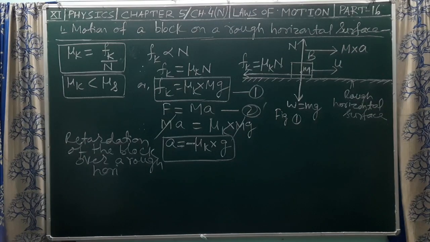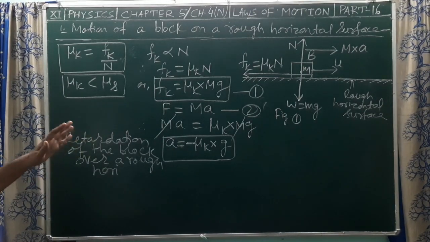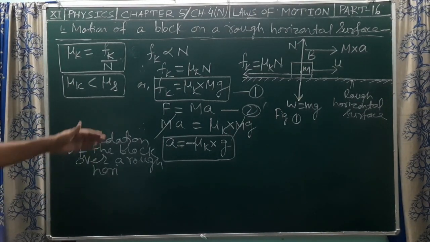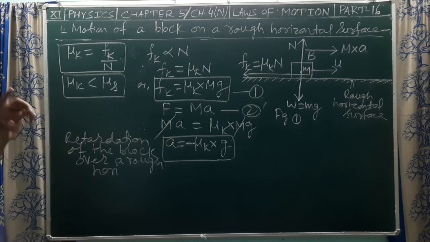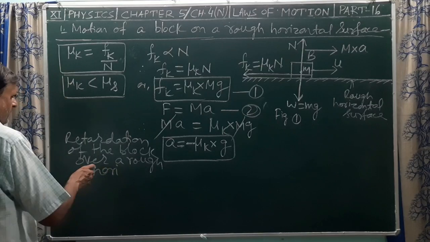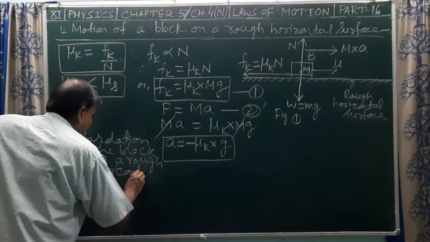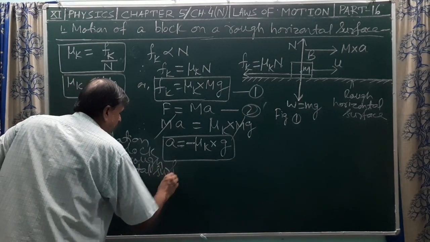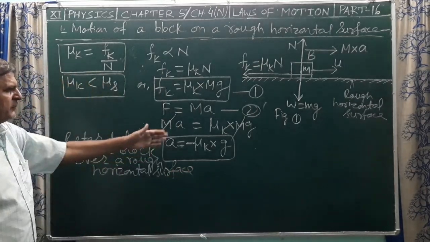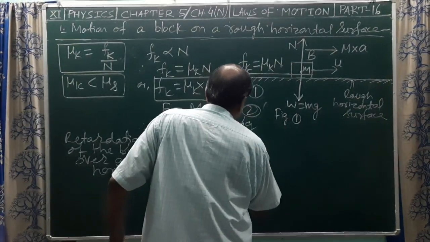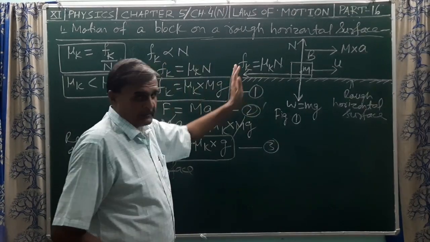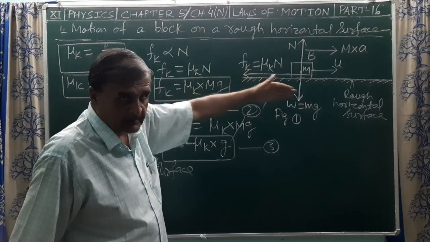एक्सीलरेशन एंड रिटार्डेशन दोनों के लिए स्मॉल a सिंबल यूज किया जाता है, लेकिन रिटार्डेशन के केस में नेगेटिव साइन होता है, जबकि एक्सीलरेशन के केस में पॉजिटिव साइन होता है. तो रिटार्डेशन ऑफ द ब्लॉक ओवर ए रफ होरिजेंटल सरफेस, the formula is a is equal to minus mu k into g, where mu k is the coefficient of kinetic friction between two contact surfaces, that is, the surface of the block and the horizontal surface.